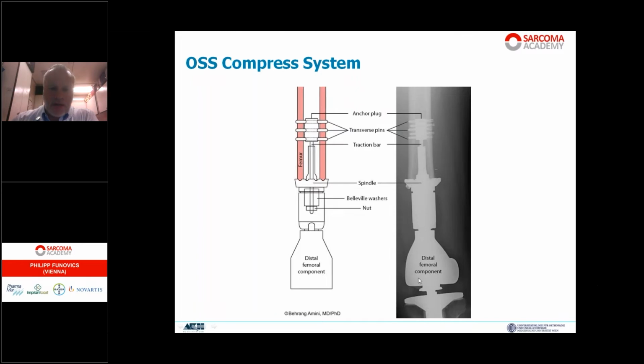For patient A, we used the compress system, which allows to have shorter extension of bone stock for the anchorage of the prosthesis, as you fixate the spindle, and then with the compression system, this base plate is screwed onto the bone. This is a hydroxyapatite coated base plate, and throughout this compression, the bone should grow onto the plate, giving further rotational stability to the device.